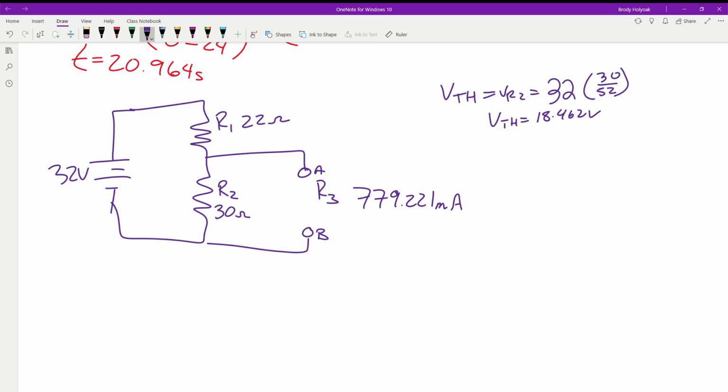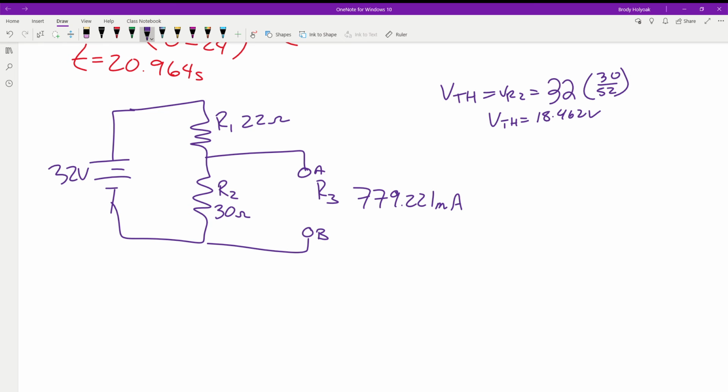$18.462 volts. You good there, Seth? Or are you working on a different one? Okay. You went for R Thevenin first? Yeah, sorry. Okay. No, that's good. I just saw confusion and I wanted to make sure if it was something I did or something else you were working on.